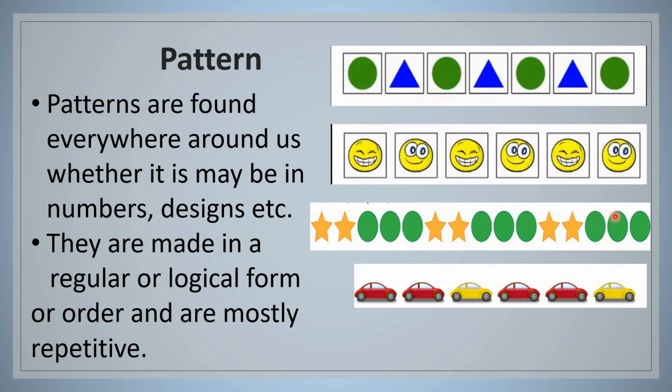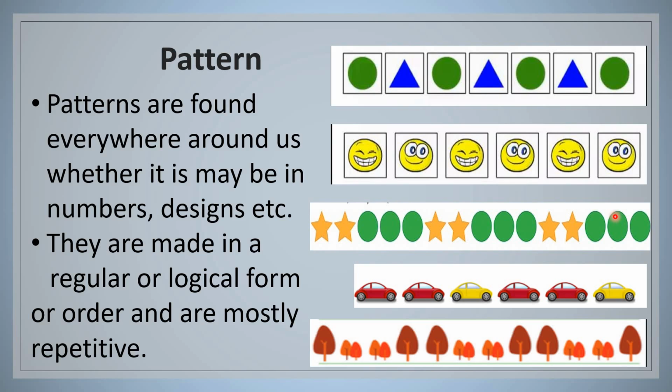Next are these cars. As you can see, there are two red cars, one yellow car. Again two red cars, again one yellow car. Further again there will be two red cars, one yellow car, and it will go in the same way. The next example is of trees. You can see one tree here in the maroon color. Then there are two small trees, then two big trees, then two small trees, then two big trees, then two small trees. This is how the pattern is formed.